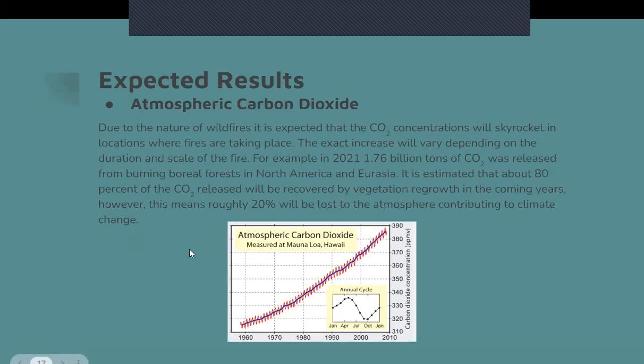Our expected results for carbon dioxide. We expect it to skyrocket where fires are taking place. The increase will obviously vary depending on the size and duration of the fire. For example, in 2021, 1.76 billion tons of CO2 was released from the burning of boreal forests in North America and Eurasia. However, it's estimated that about 80% of this CO2 is actually recovered by vegetation regrowth in the coming years. So really only 20% of the total CO2 being emitted by these wildfires is contributing to climate change.